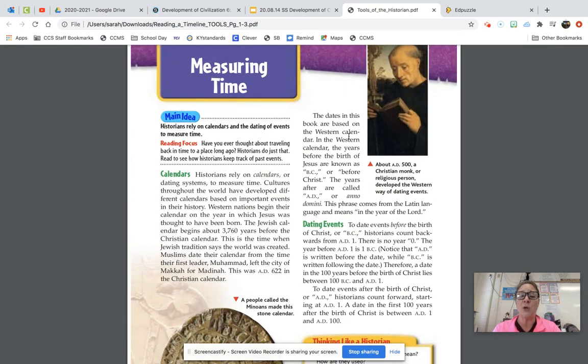The dates in this book are based on the Western calendar. We live, side note, in the Western calendar. In the Western calendar, the years before the birth of Jesus are known as BC, or before Christ. The years after are called AD, or Anno Domini. This phrase comes from the Latin language and means in the year of the Lord.